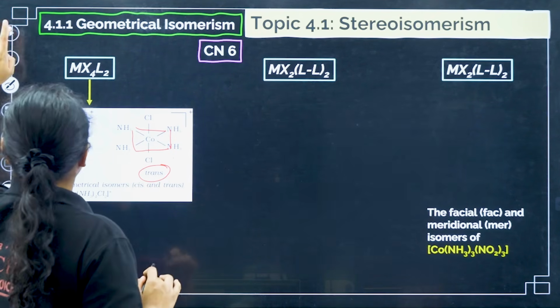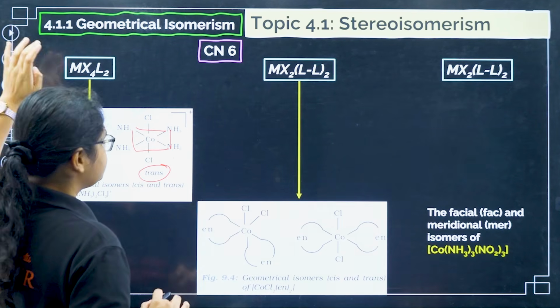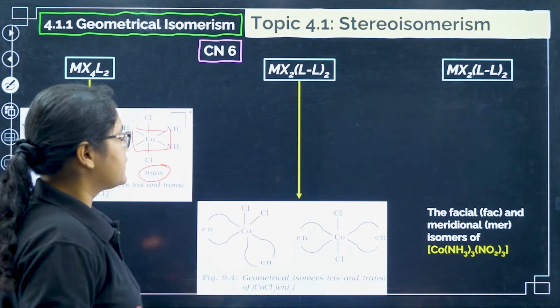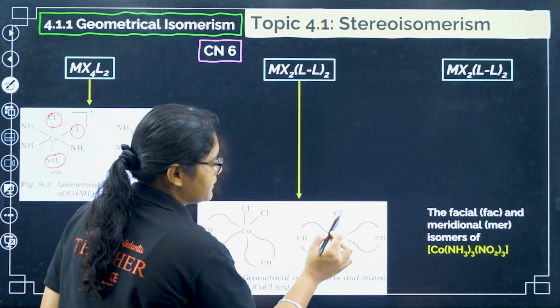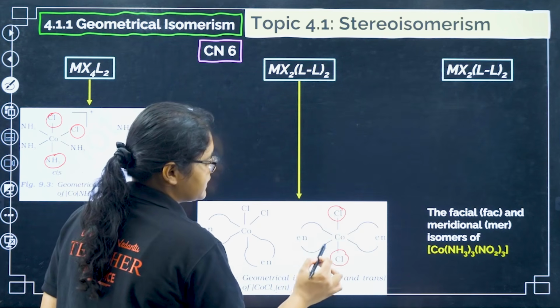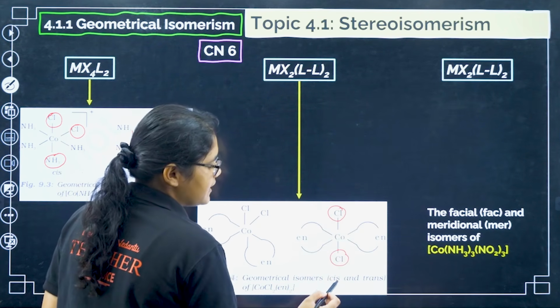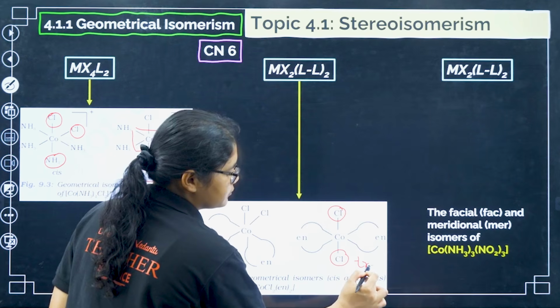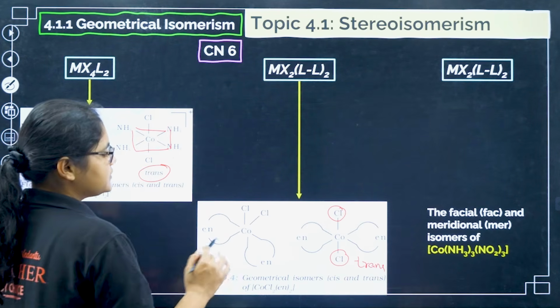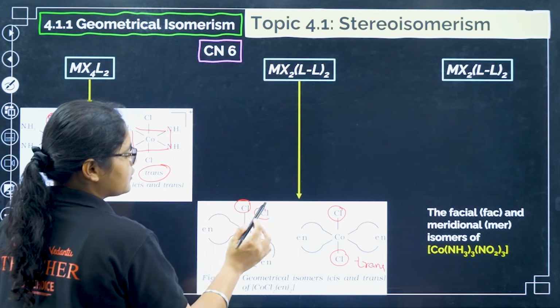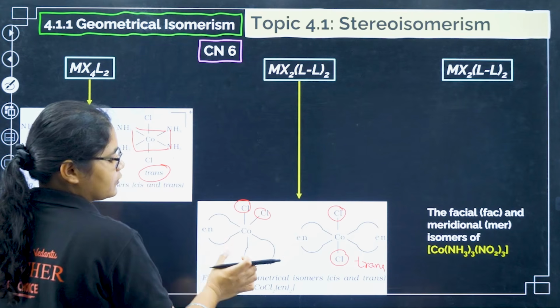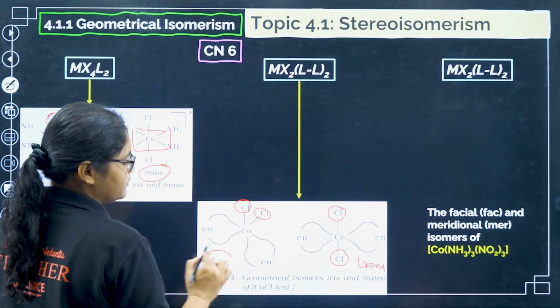Now coming to the next one, MLL whole 2 X2. Here also, if you see this particular arrangement where these chlorines are on opposite sides, the En are opposite to each other, this is called your trans isomer. And this one, where you can see the chlorines are closer to each other and En are closer to each other, this is your cis isomer.